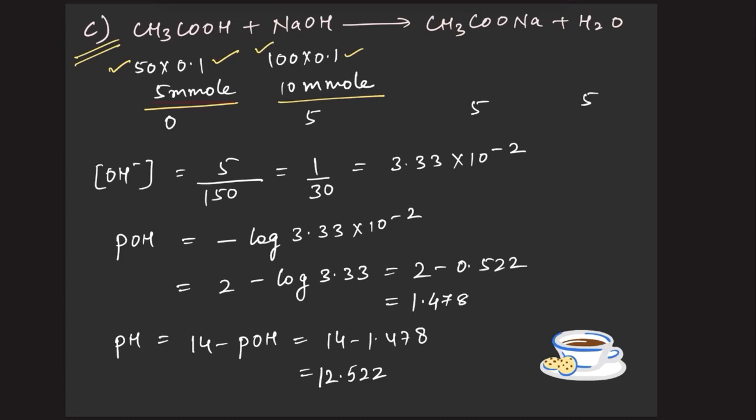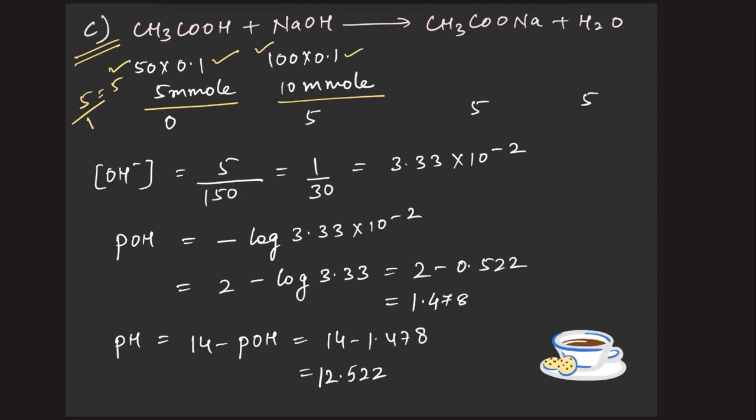Amount of acetic acid is less. So for acetic acid, the stoichiometric coefficient of all the reactants and products is 1. To find the limiting reagent, number of moles of acetic acid divided by its stoichiometric coefficient, that is 1, is equal to 5 by 1, which is equal to 5. Similarly, for NaOH, number of millimoles of NaOH divided by its stoichiometric coefficient, that is 10 by 1, will be equal to 10. Number of moles divided by stoichiometric coefficient.